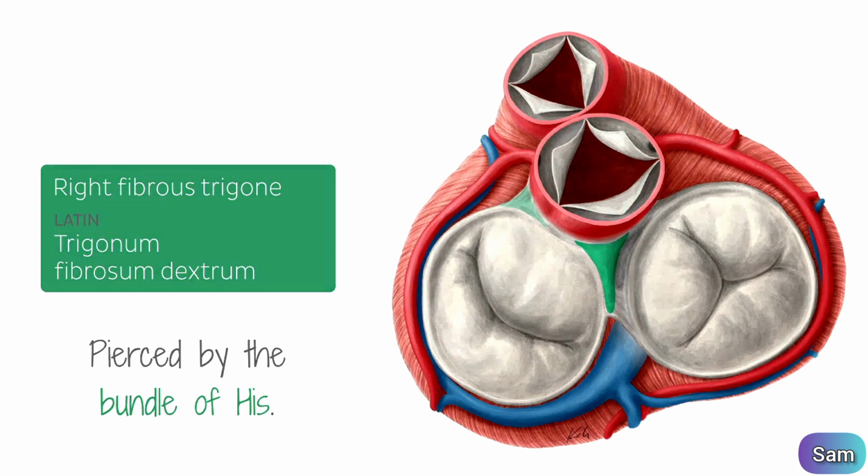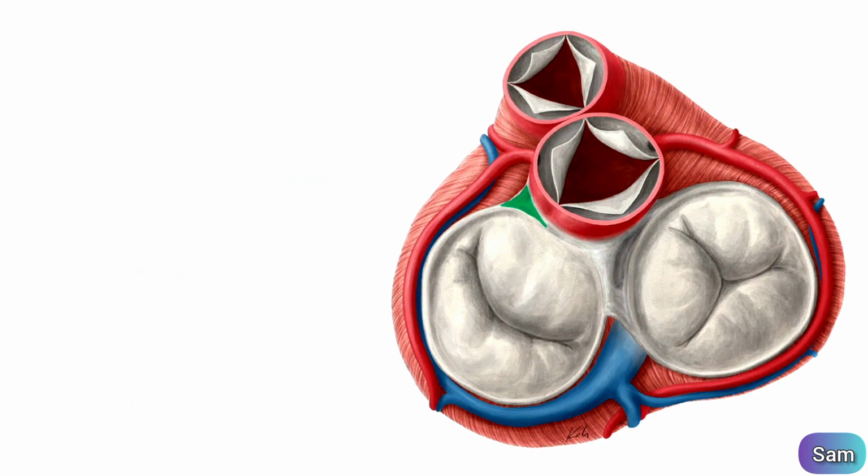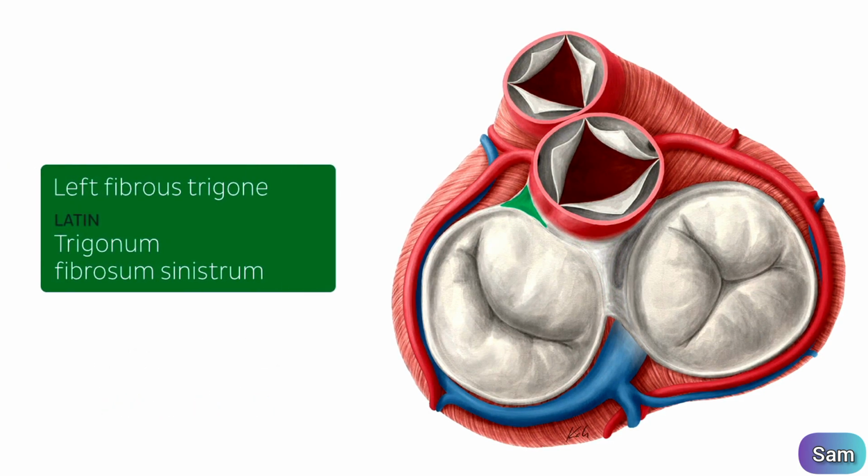There is also another triangle here that I'm highlighting, which is known as the left fibrous trigone. And the left fibrous trigone is part of the heart skeleton that is located between the left side of the left atrioventricular ring and the aortic ring. And like the right fibrous trigone, it mechanically and electrically separates the atria and ventricles of the heart.